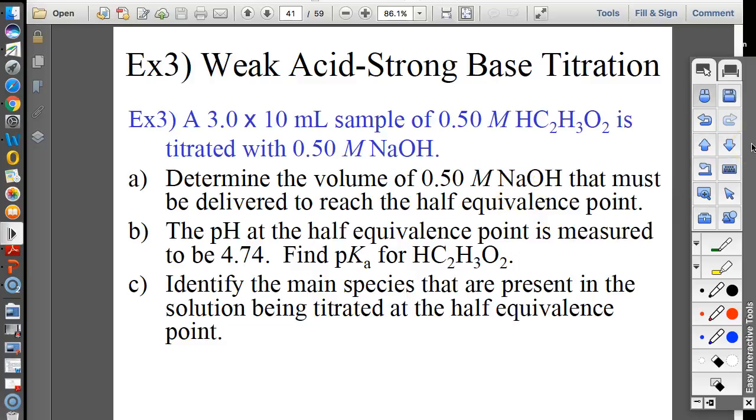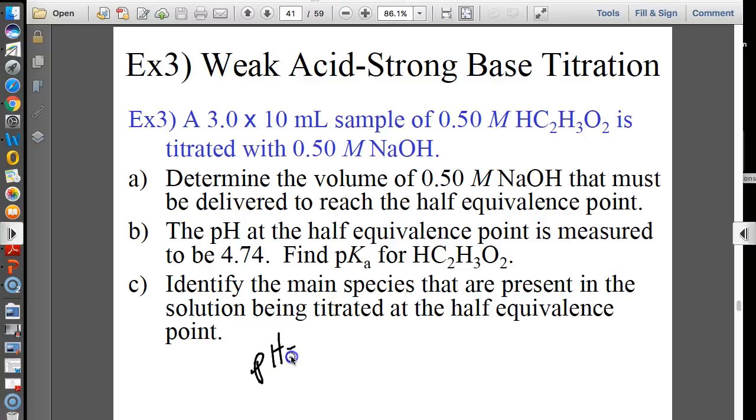The pH at half equivalence point is measured to be 4.74. Find the pKa. Is there something special about mid-equivalence point? Is pH equal to pKa? Yeah, okay. But just for fun, if you wanted to see it, pH is equal to pKa plus the log of the conjugate base over the acid. And at halfway equivalence point, these are equal. So that's 1, and then the log of 1 is 0.